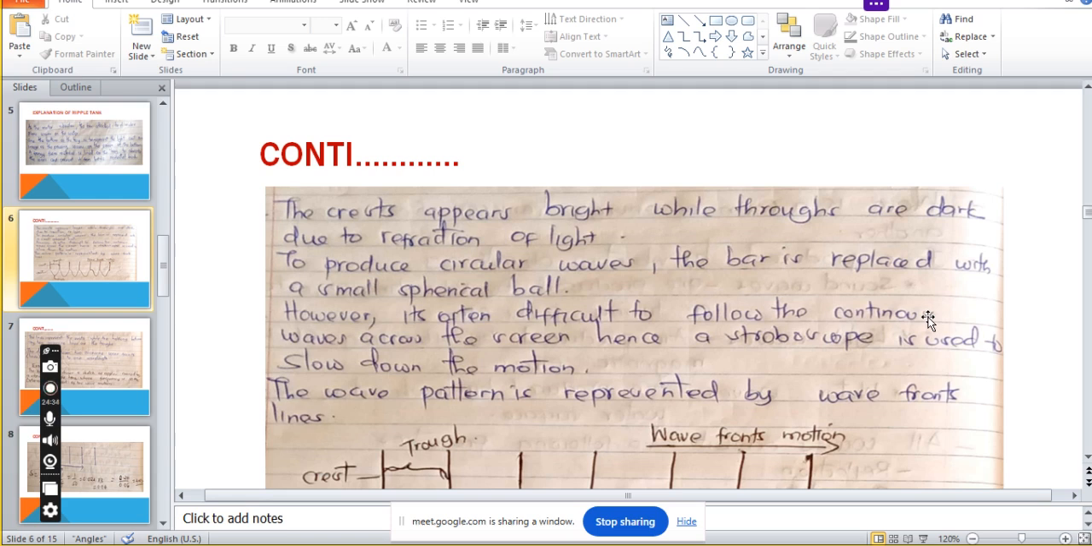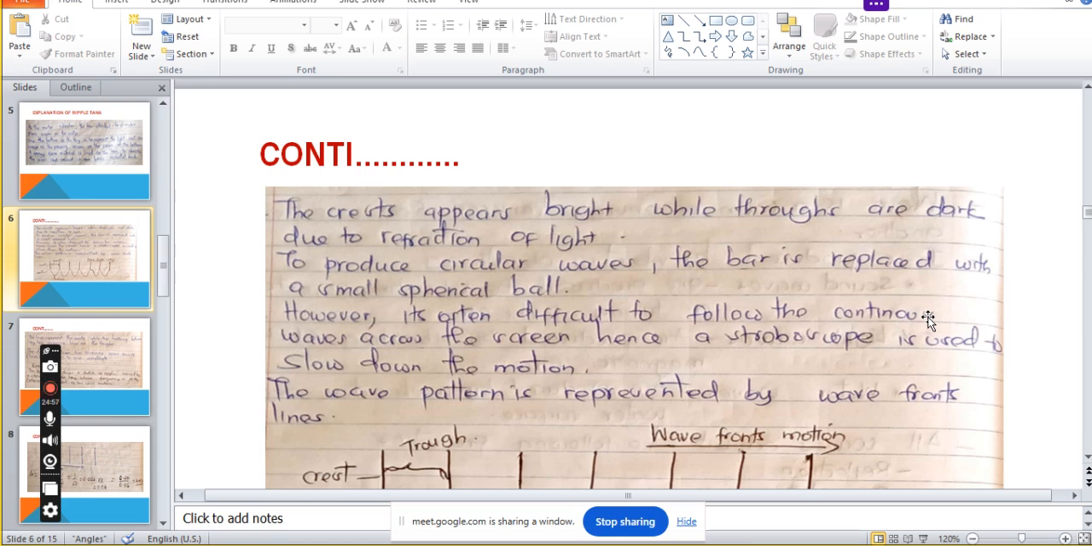And then when do we produce circular waves? When you use a small spherical ball. When do we normally produce straight plane waves? When you use a straight bar, you produce the plane waves. However, at times it is more difficult to follow the waves.